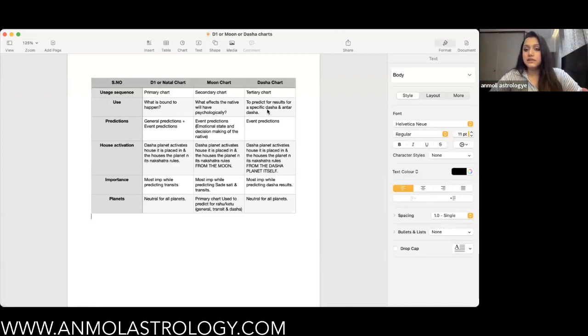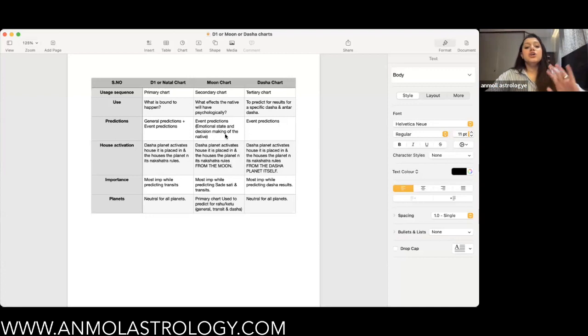Then the dasha chart. The dasha chart is used to predict the results for a specific dasha and antardasha. Suppose you are going through Rahu Mahadasha and Jupiter Antardasha. First you cast a chart for Rahu Mahadasha, taking Rahu in the ascendant, then study the chart accordingly. And wherever Jupiter is placed from Rahu, since it is the Antardasha lord, that will tell you which particular planets are getting activated.